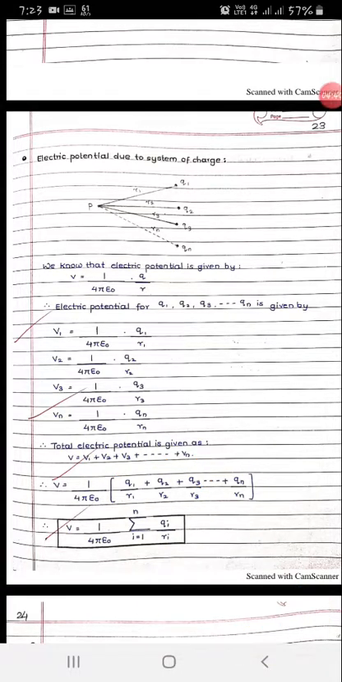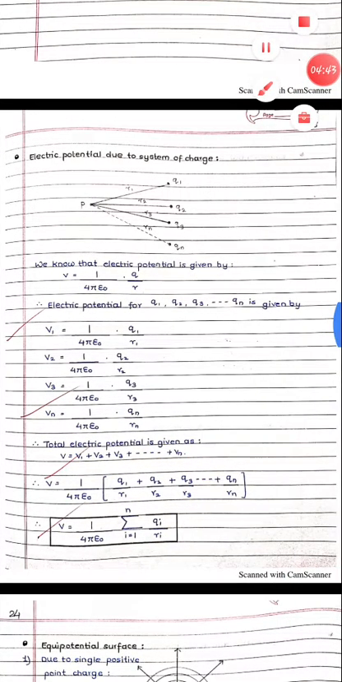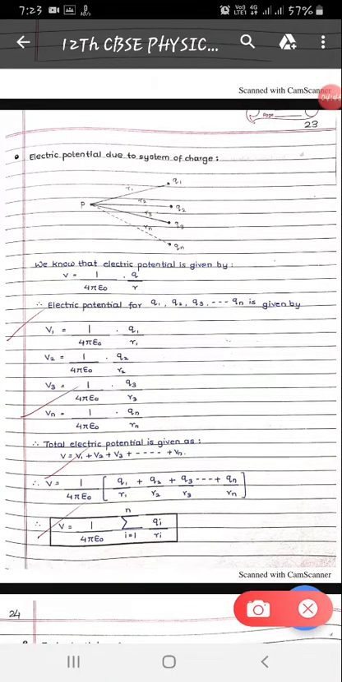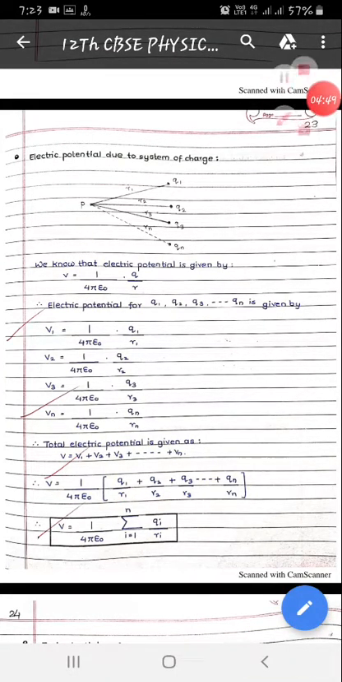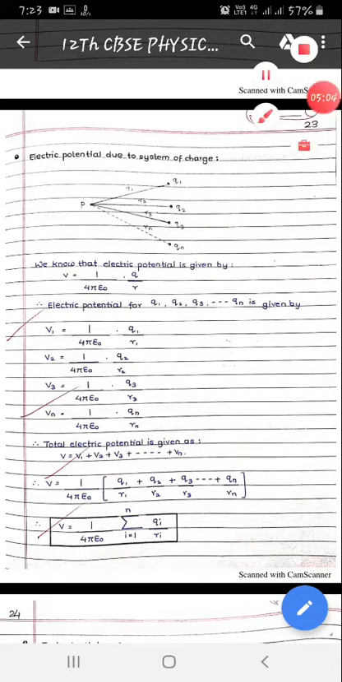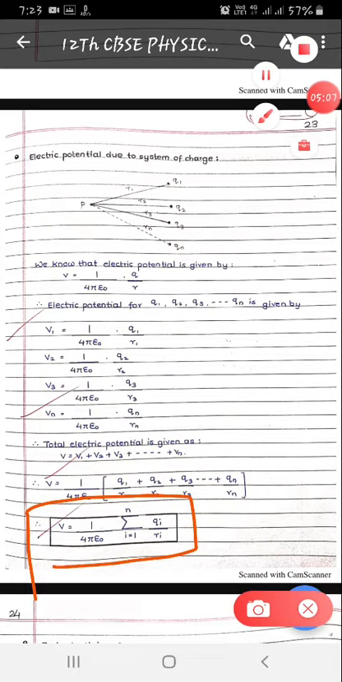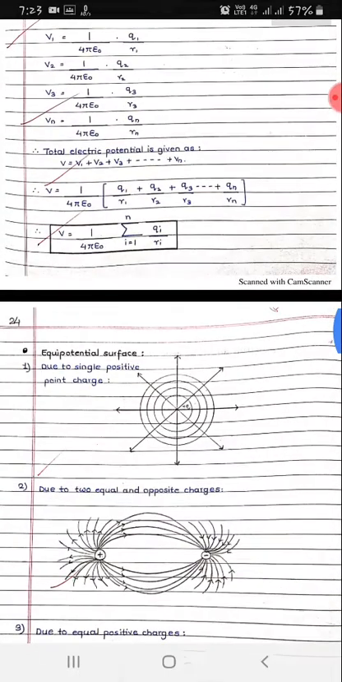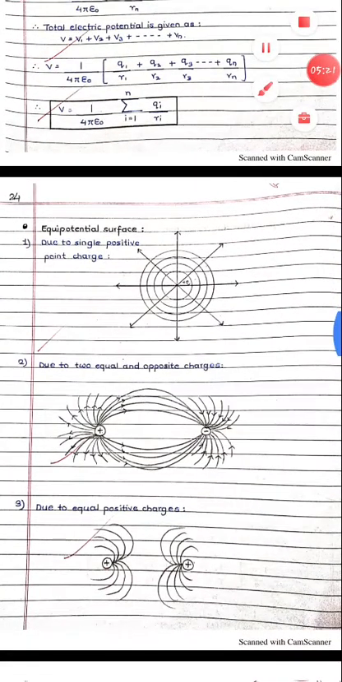Here, my dear students, we take 1 upon 4 pi epsilon naught common and do the summation, where i goes from 1 to n, that is Q1 to Qn, of Qi upon Ri. So this is the expression for electric potential due to a system of charges: V is equal to 1 upon 4 pi epsilon naught, summation of i is equal to 1 to n of Qi upon Ri. Hope you understood, my dear students. Next point, we'll now see equipotential surfaces.